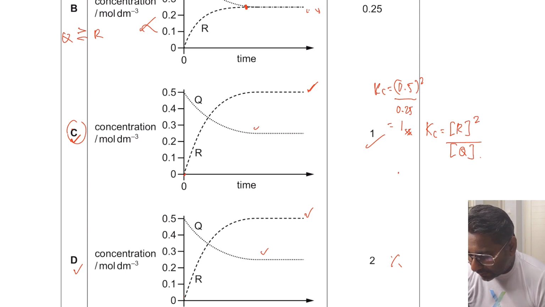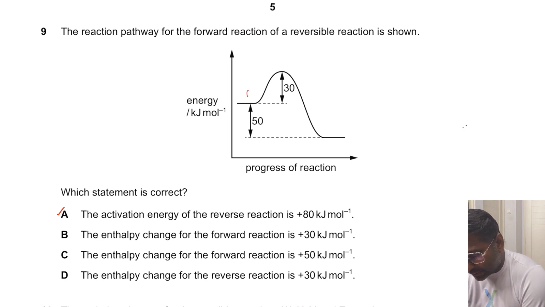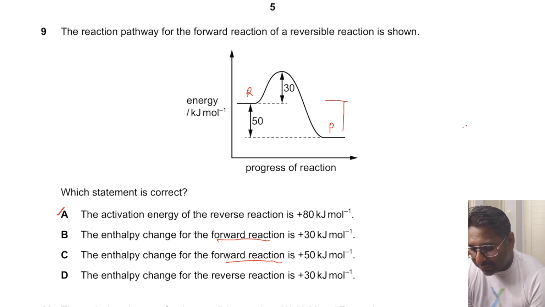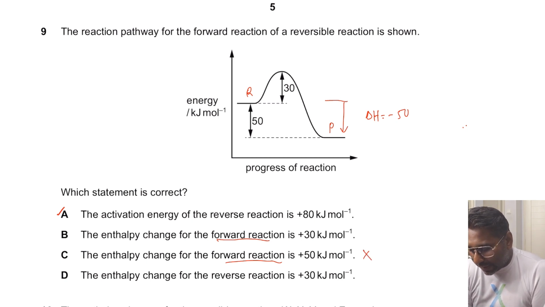Now, next question. The reaction pathway for the forward reaction of a reversible reaction is shown. Which statement is correct? Just be careful with this. We take this as reactant and product, the forward reaction. Let's focus on the forward reaction first. The enthalpy change from reactant to product, they lose about 50 kilojoules. So the delta H is going to be negative 50. So the enthalpy change of positive 50 is wrong. And the enthalpy change for the forward reaction being 30 is also wrong. It's supposed to be negative 50. I'll erase this part.